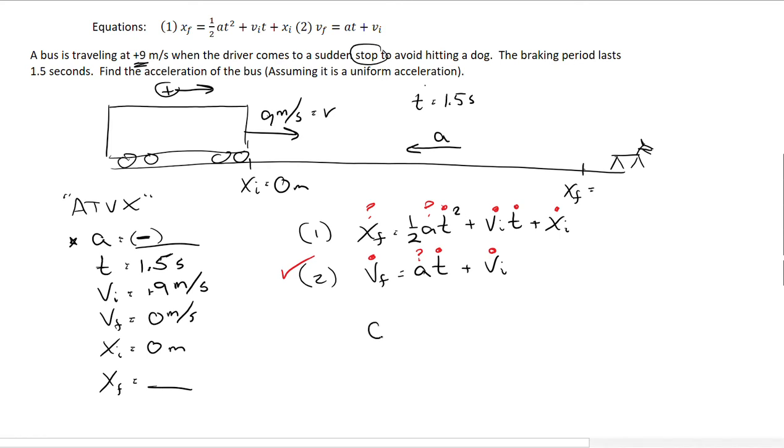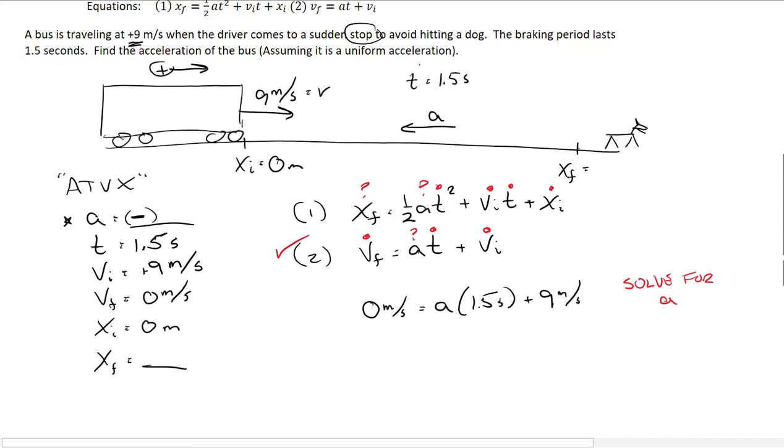v final is 0 meters per second. Acceleration is what we don't know. The time is 1.5 seconds, and the initial velocity is positive 9 meters per second. And now I'm just going to take that equation and I'm going to solve for the acceleration a. And when I have that, I should have my answer. All right, so now it's just an algebra problem. Let's isolate my a term by subtracting 9 meters per second from both sides.